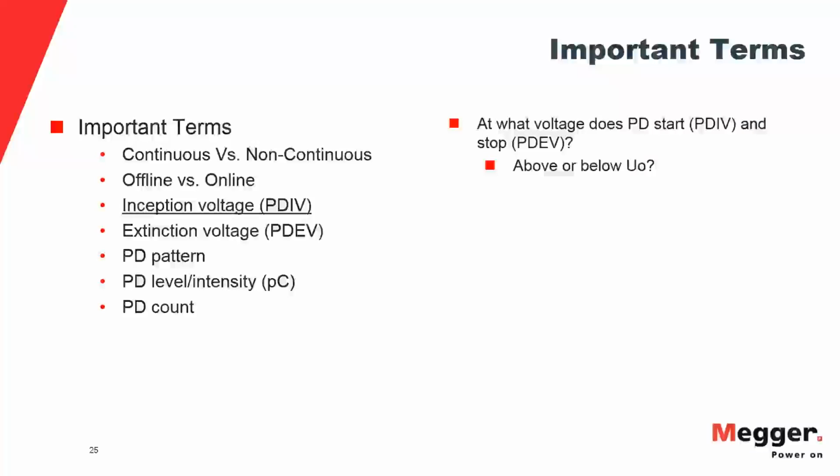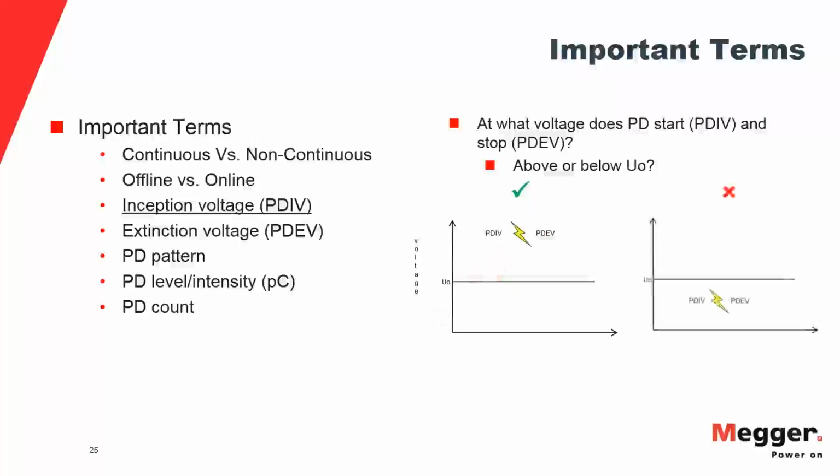So we'll talk about our case study here. Like I said, we'll circle back to these important terms. I described some of these already, but the most important one that we have to talk about is our inception voltage. This is one of the most important pieces of information that we get from a diagnostic test. So as I said, what voltage does partial discharge start, and at what voltage does it stop? We have to relate these to above and below system voltage.